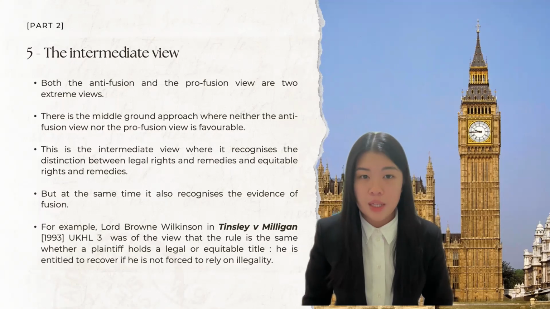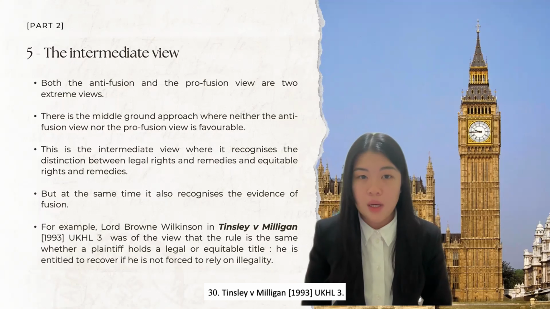Hence, there is the middle ground approach where neither the anti-fusion view nor the pro-fusion view is favorable. This is the intermediate view, where it recognizes the distinction between legal rights and remedies and equitable rights and remedies, but at the same time, it also recognizes the evidence of fusion. For example, Lord Browne-Wilkinson in Tinsley v Milligan was of the view that the rule is the same whether a plaintiff holds a legal or equitable title. He is entitled to recover if he is not forced to rely on illegality.